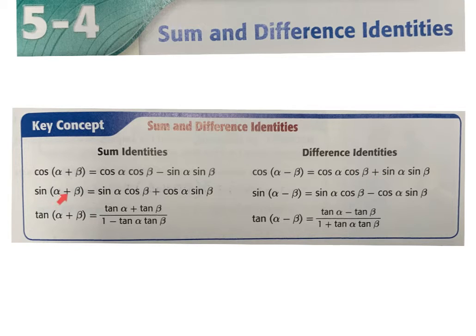Look at sine. Sine is sine, cosine, and because it's multiplication, it's sine, cosine. Doesn't matter. But the addition is the same here. Sine, cosine, cosine, sine. Subtraction, right?